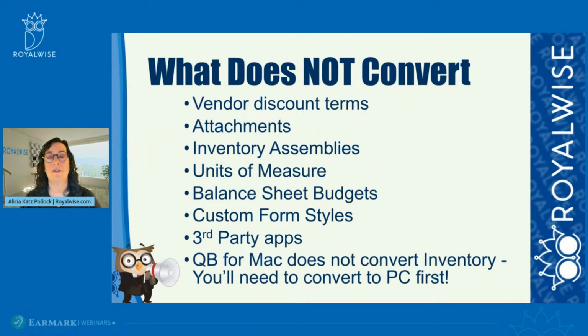Okay. Now, there are also some things that don't convert at all. Most of these are things that not a whole lot of people use, but occasionally they're mission critical. So you want to make sure that you're doing your due diligence: if they are using these, what are you going to do to compensate instead? Vendor discount terms, like 2% net 10, meaning if you pay within 10 days, it subtracts 2% off the price of the bill. You have to handle those manually.